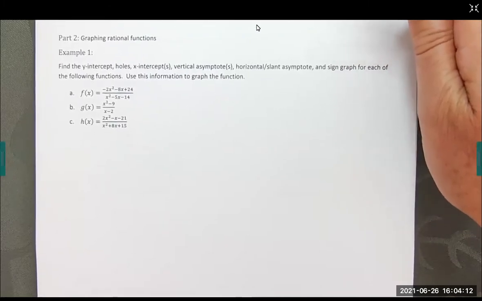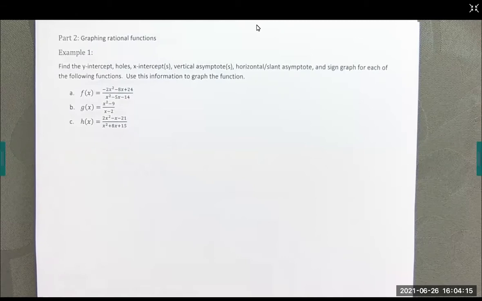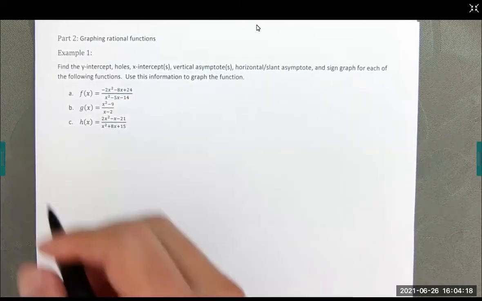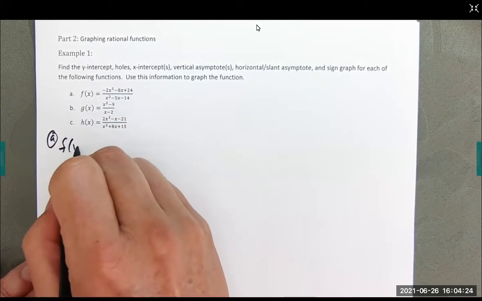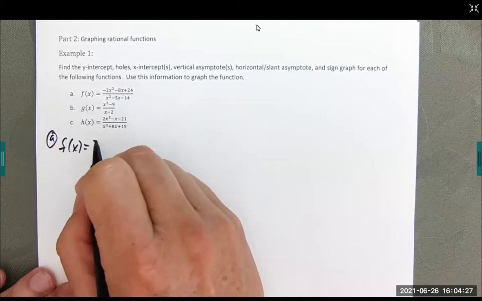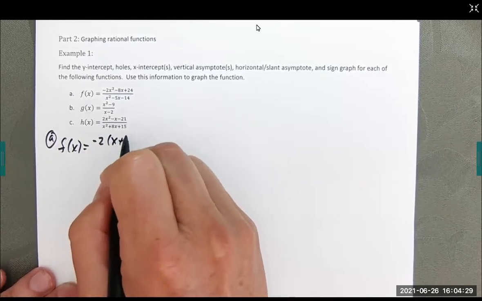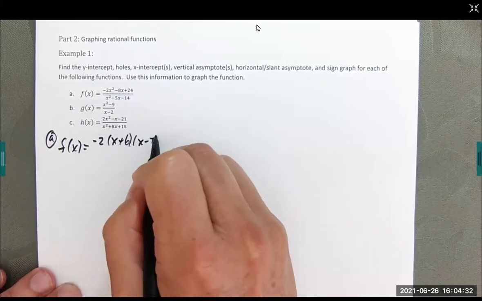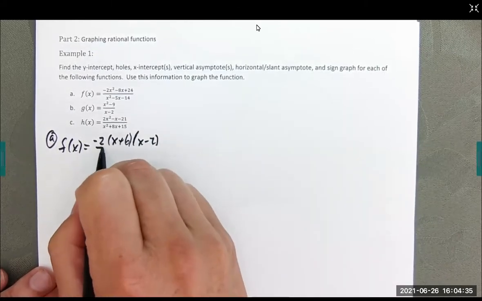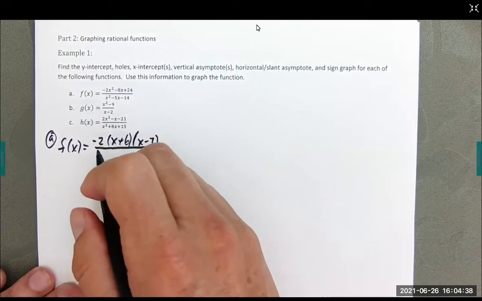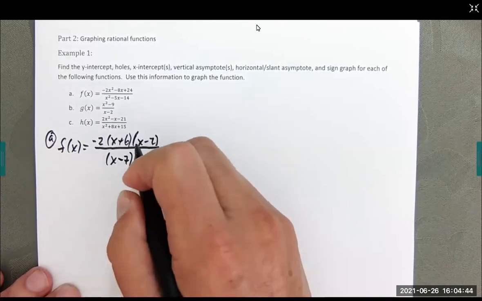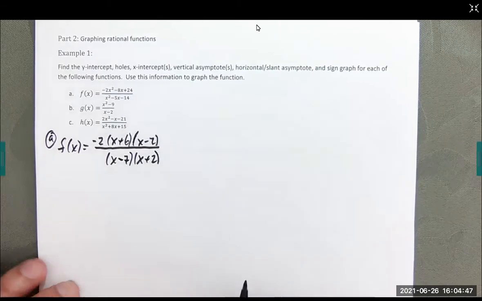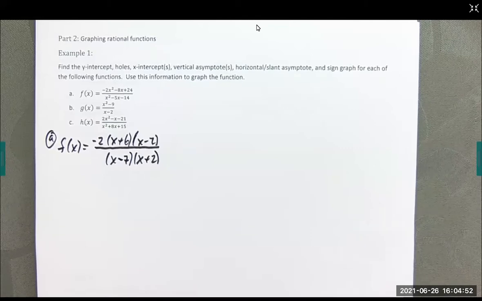All right, so we are just going to plunge into this. So here we go. I'm going to start with A. I'm going to factor that function completely and pull a -2 out, and then it factors into x plus 6, x minus 2 over x minus 7, x plus 2. So we definitely don't have any holes. We can see right away that there's nothing that's going to reduce.